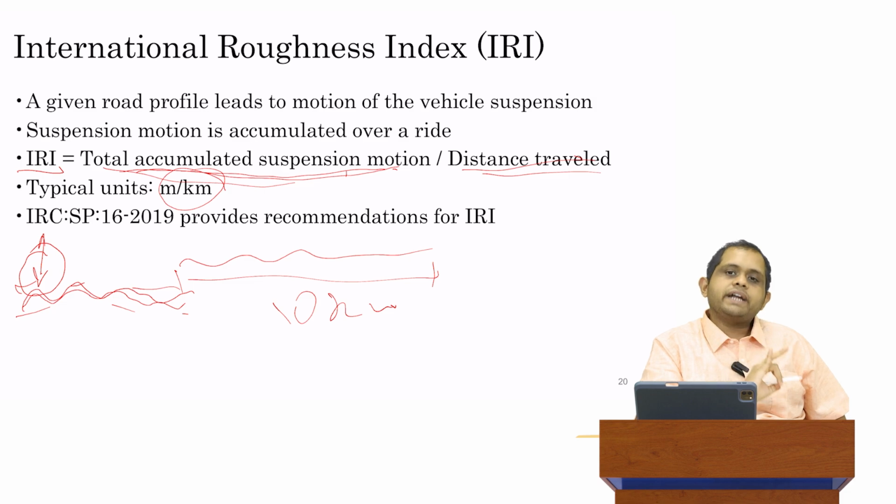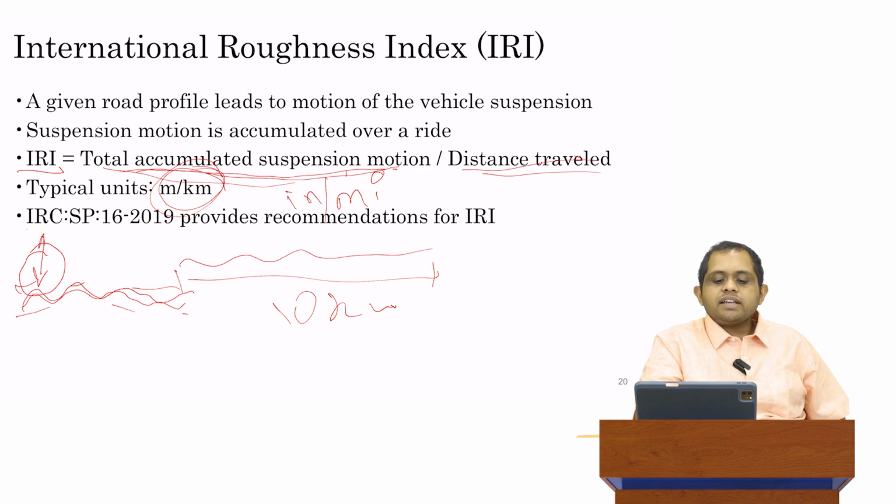with the exception of the United States or countries where they use the imperial system of units. Sometimes this might be shown, for example, in inches per mile. But in India, we will always use metric units. And so meters per kilometer is the standard unit which we use for International Roughness Index.